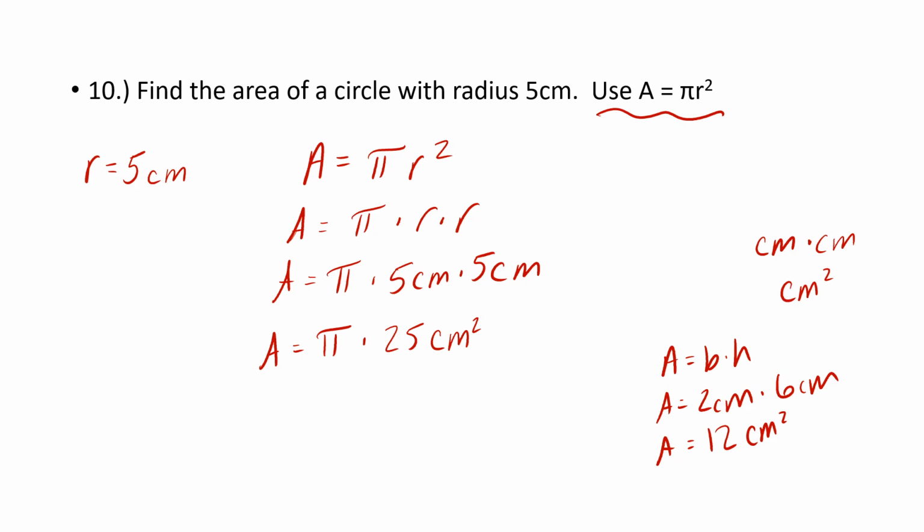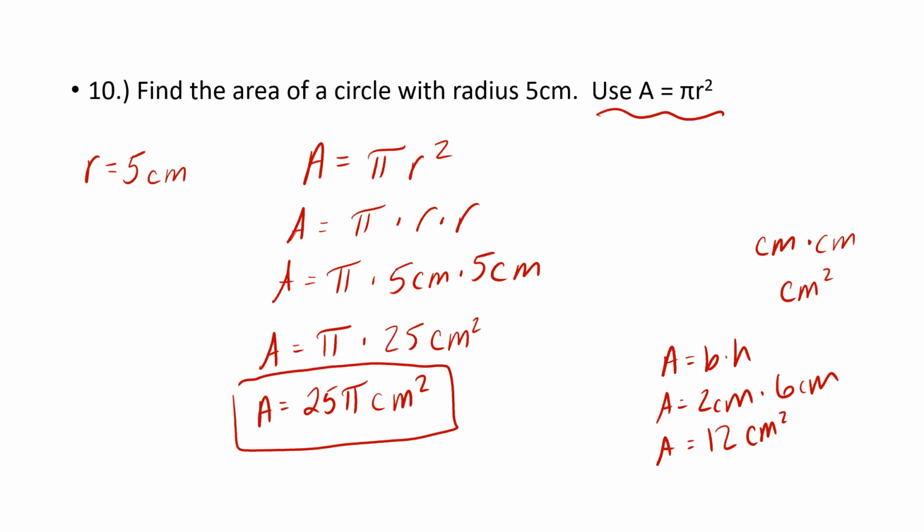Now, coming back to the final piece of this, typically what we'll do is take the 25 and move it to the other side of the pi. So 25 pi centimeters squared. Now, for some purposes, that would be your final answer. A lot of mathematicians are totally fine with you keeping it in terms of pi, or you may use the decimal approximation for pi and do that out.